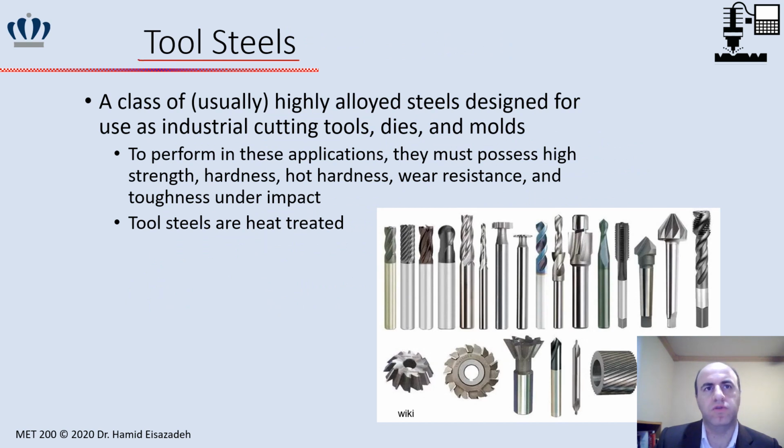The next class is tool steel, which are highly alloyed steels designed for cutting tools and die and mold. They must have high strength, hardness, and hot hardness, as well as wear resistance and high toughness in impact condition. And these steels have to be heat treated in order to have this high strength or hardness property.